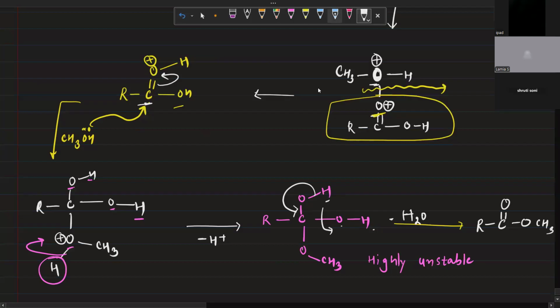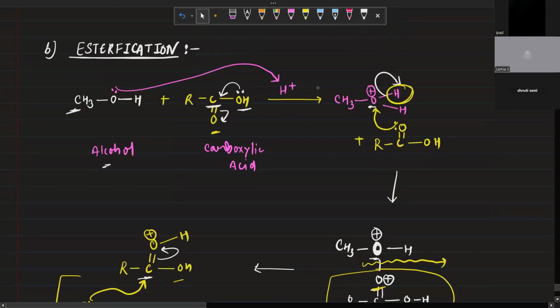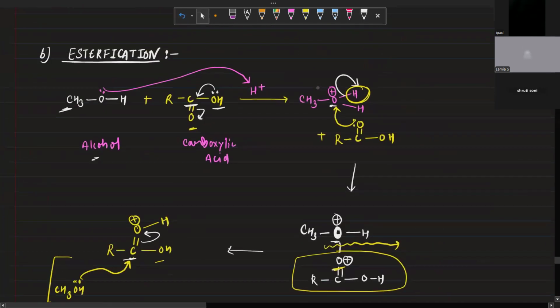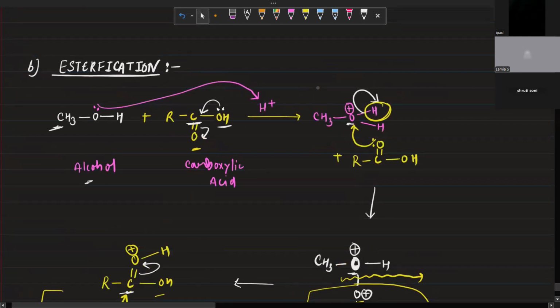So this is the mechanism of esterification. Let's start again with this mechanism. What is esterification? You're basically trying to prepare an ester. Yeah, we are preparing an ester. From what sort of functional groups are we going to prepare it? Alcohol and carboxylic acid. And in what medium does this esterification method proceed?